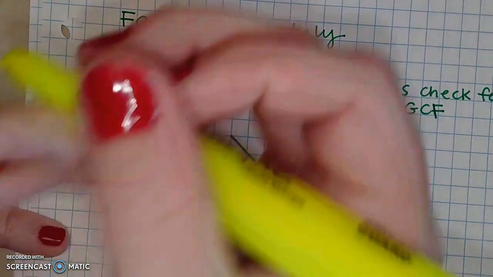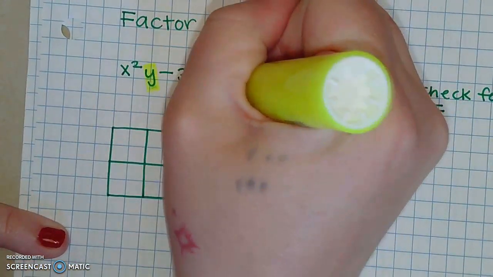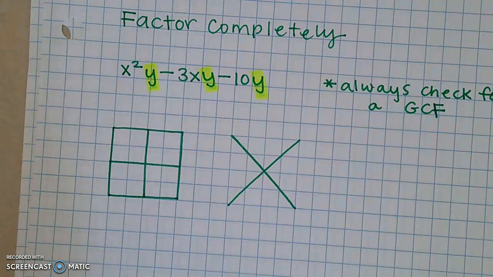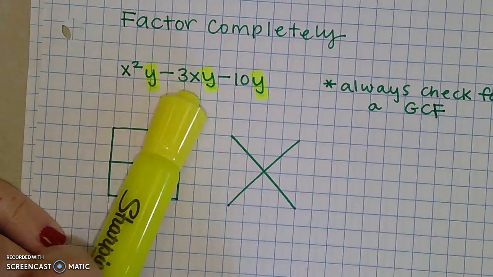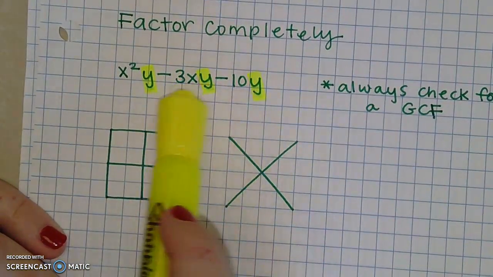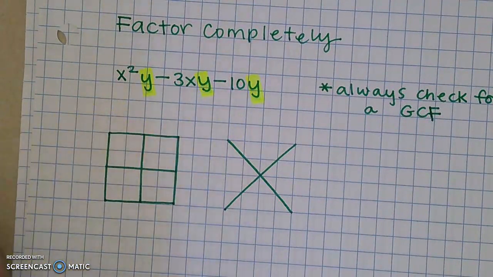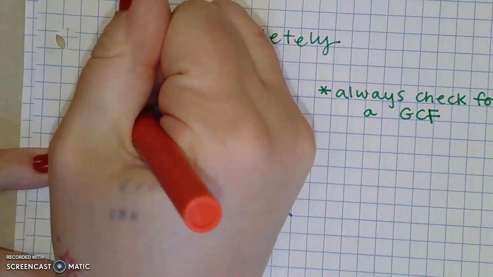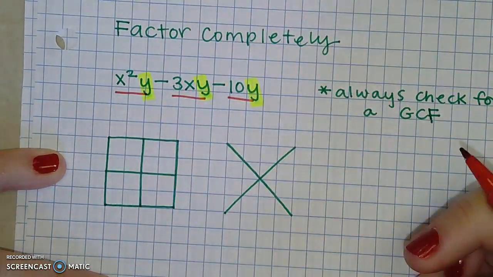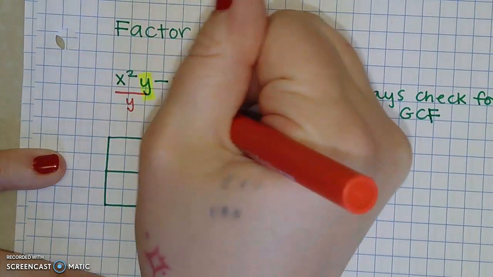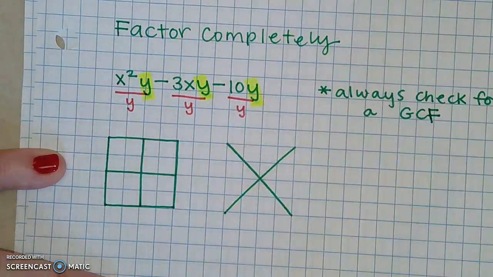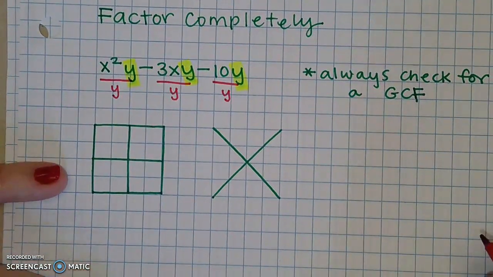And immediately I notice that each of them have a y. I also want to notice that there's only two terms that have an x. There's two terms that have a number that isn't a 1. So there really is no number or no x that they have in common. It's just the y. So what we're going to do is divide each term by y, just to take out that GCF.